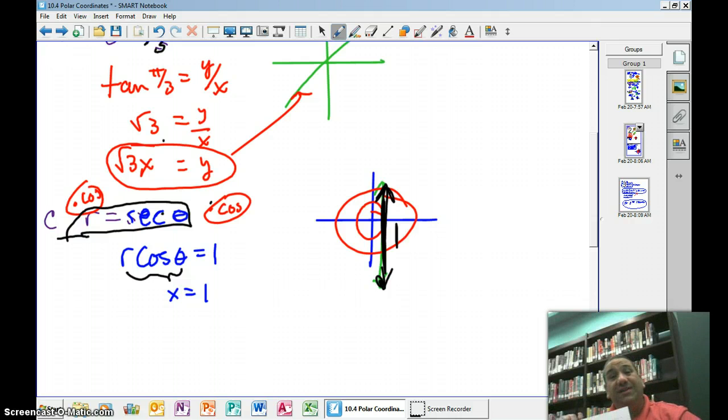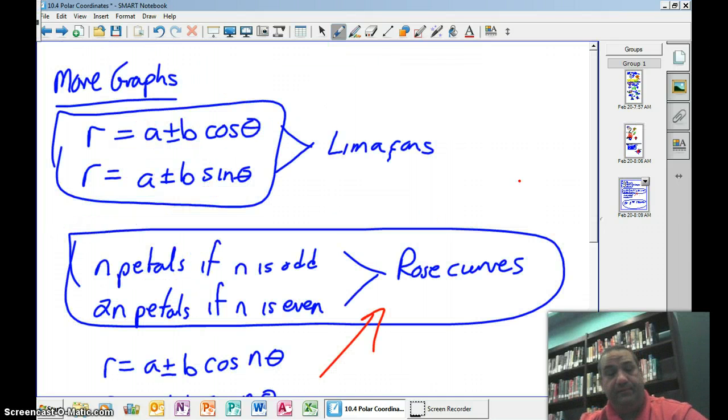And it talks about different types of graphs. All right, so here we go. More graphs. Limacons, or limicons. I like to pronounce it really ridiculously. That's these guys. Rose curves: n petals if n is odd, 2n petals if it's even. And that's shown on that sheet you could take a look at.